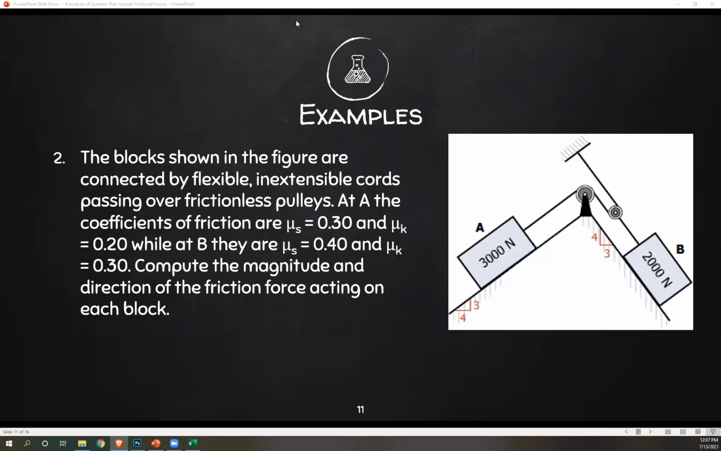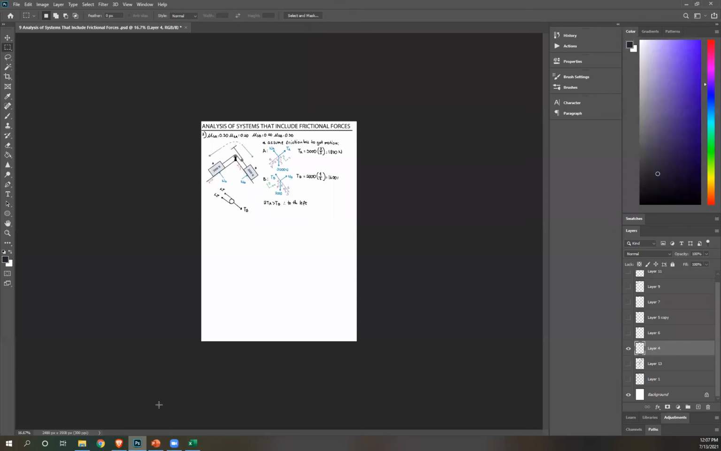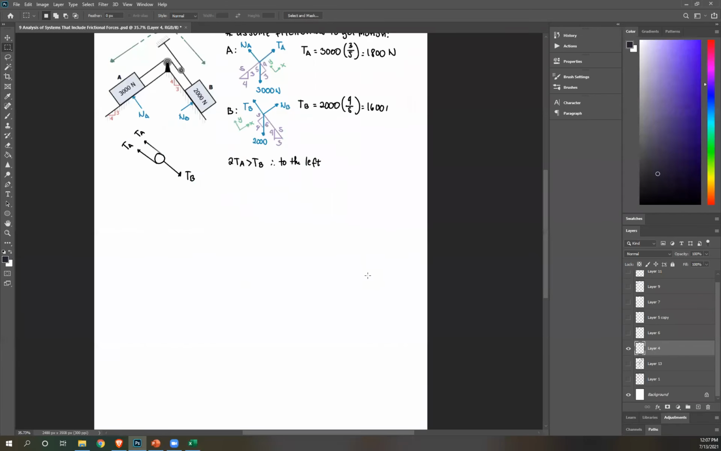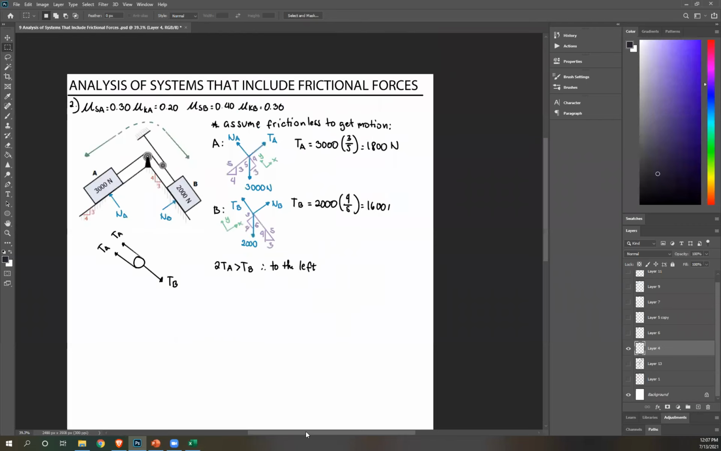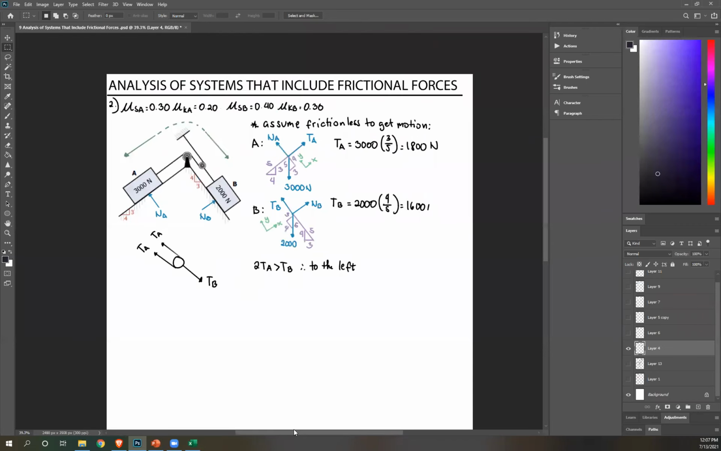Last meeting, we started solving number 2. So to review, we have 2 blocks. And the question is, we want to compute the magnitude and direction of the friction force. First of all, we needed to know which direction it is moving. We already found out it's to the left, right? Now, the next step is to know, is it actually moving? Okay, so let's check.